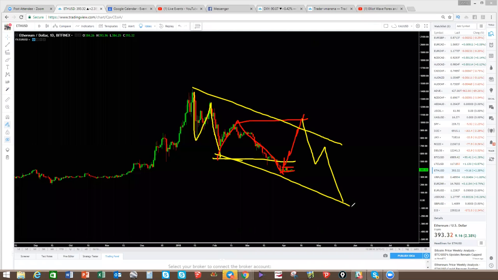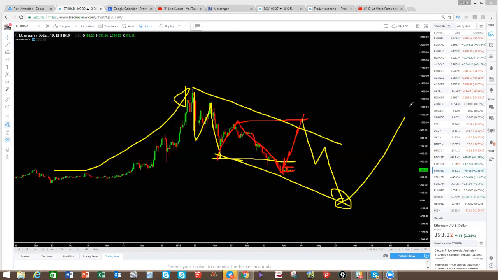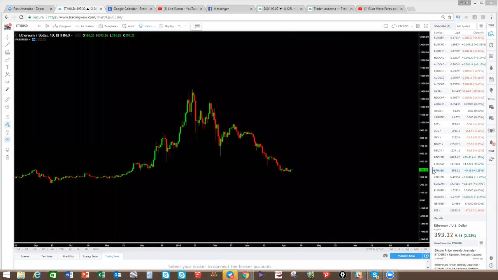Okay. So it may not be the bubble. Maybe when we get to these levels, we'll start getting these parabolic moves again. But right now, the charts are telling us this is very bearish. Okay, that's Ethereum.